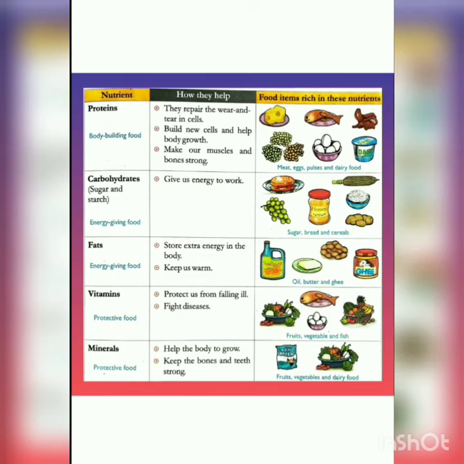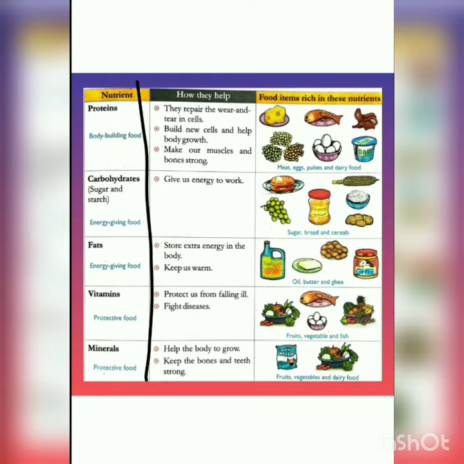You can see the table in this slide. There's a table which depicts all the 5 nutrients which are essential in our food. You can see proteins, carbohydrates, fats, vitamins and minerals, how they help, and the food items which are rich in these nutrients. We'll just have a recap of what we have studied in previous slides.